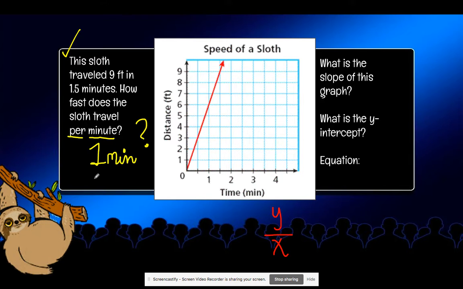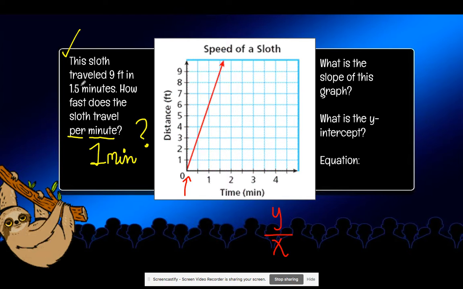Only finding the unit rate of a graph doesn't necessarily have us needing to find the slope, though you can find the slope and it'll help you. But there's an easier way when it's a proportional graph. This graph is proportional, it starts at 0. So then we could just do y over x, y divided by x, and it gives us our unit rate.